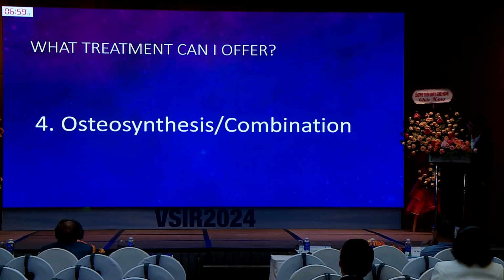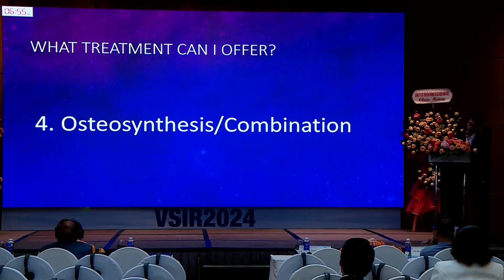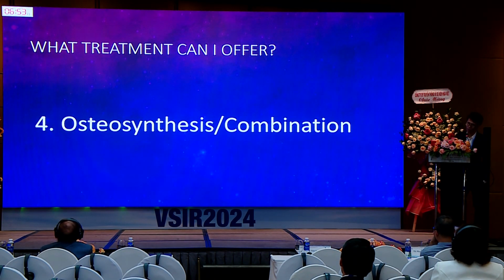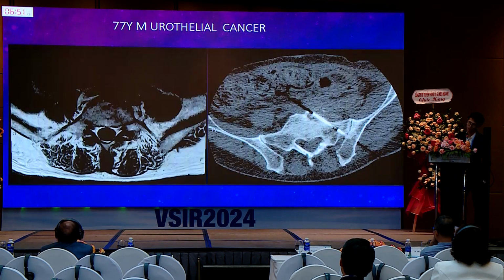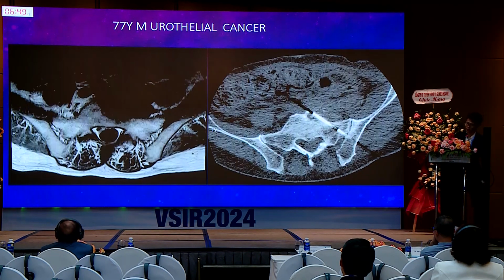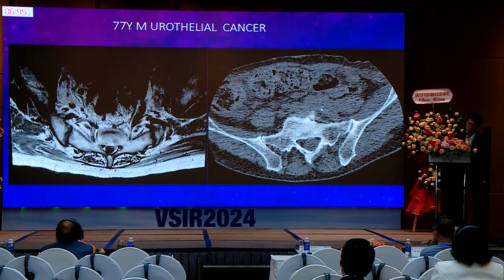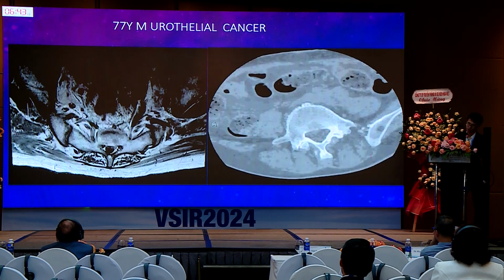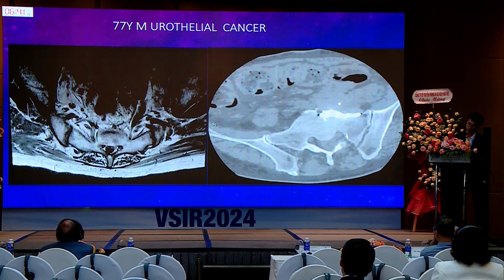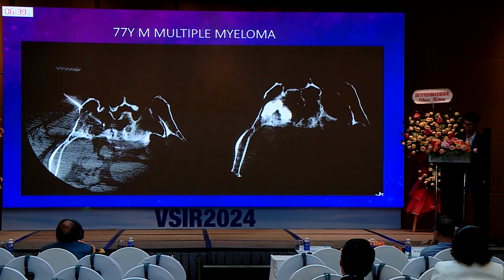So what other treatment can you offer? You can do a combination treatment. Screws or ablation, cementoplasty, all rolled into one. So this is a patient with a urothelial cancer with a resolution of back pain after ablation and cementoplasty. This is a patient with a similar procedure. This patient has multiple myeloma. You can see the cement bridging the sacral joint.